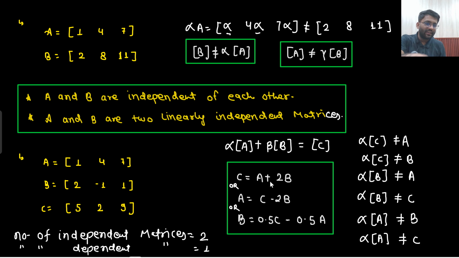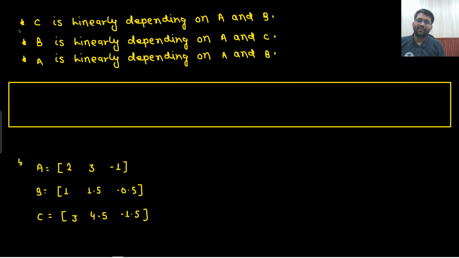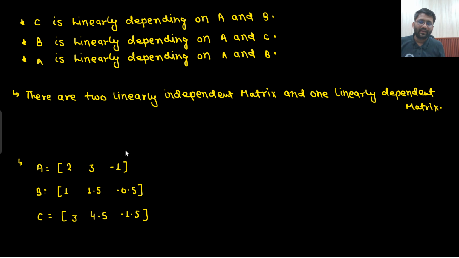Either you write down C in terms of A and B, or you write down A in terms of C and B, or you write down B in terms of C and A, right? So, if there are 2 independent matrices, then 1 is a dependent matrix. So, these are the statements that have been written here. C is linearly depending on A and B, B is linearly depending on A and C, and A is linearly depending on B and C. And the statement is: there are 2 independent matrices and 1 dependent matrix.